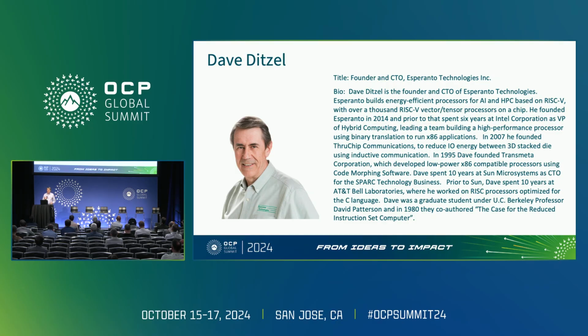And what we pioneered at Esperanto is utilizing the RISC-V instruction set. And we put over 1,000 general-purpose 64-bit cores on a single chip. So we pioneered how much you could squeeze onto one chip. And then the future is going to be chiplets.